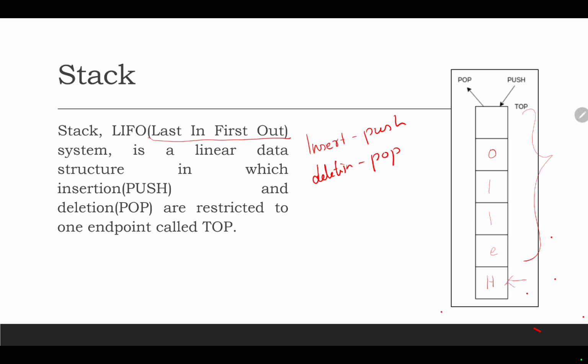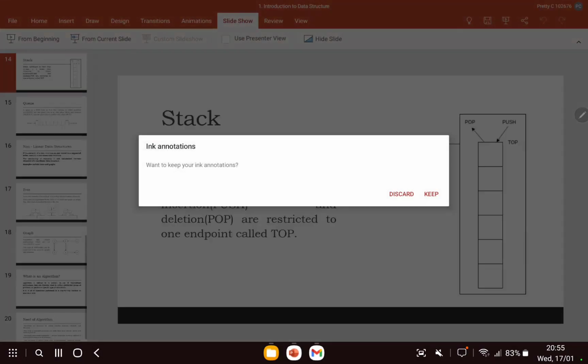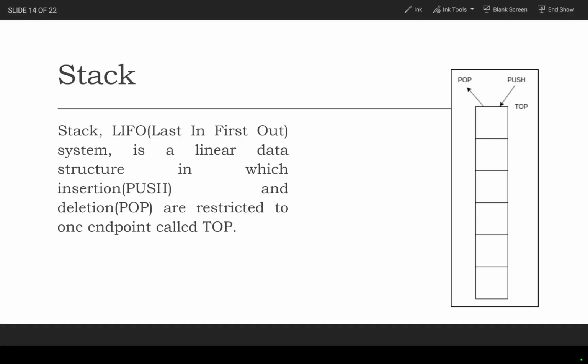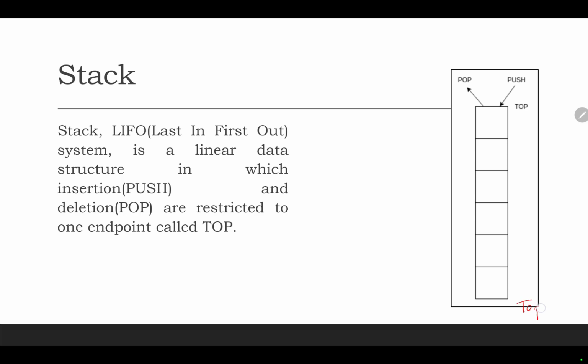If you want to do the pop operation, we can't pop the H first. So what is the top? This is the top position. Initially the top will be 0 or minus 1. Consider it is minus 1. If I do the push operation with H, the top value will be increased, so the top position is 0 now.